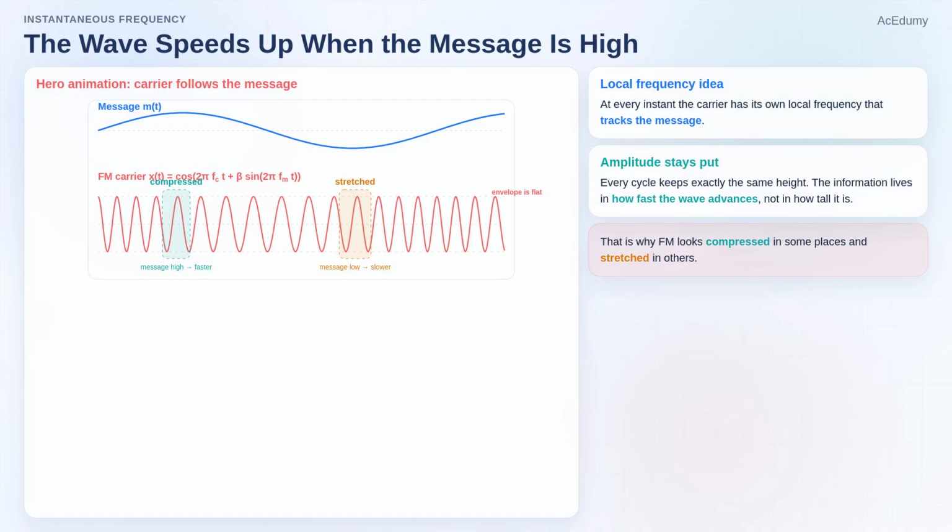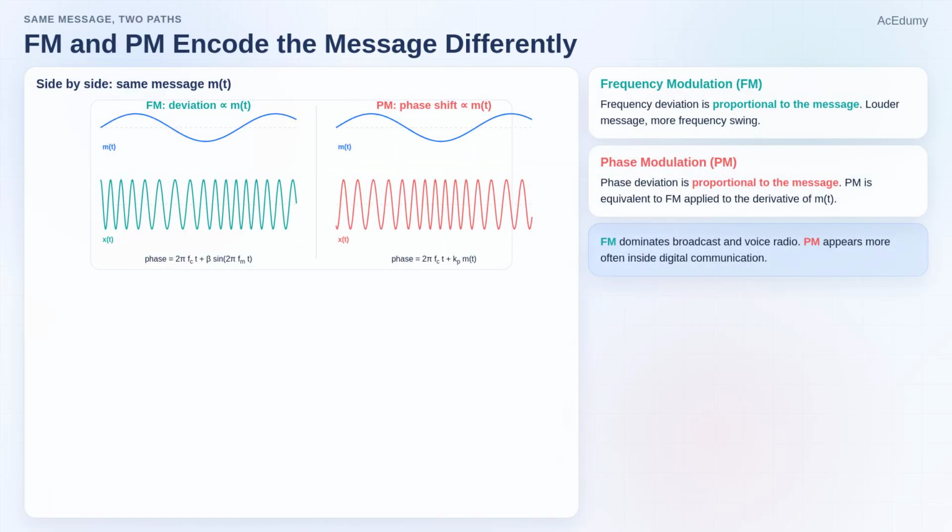That is why an FM waveform looks compressed in some places and stretched in others, even though every cycle keeps exactly the same height. FM and PM look very similar on a screen, but they encode the message differently. In frequency modulation, the instantaneous frequency deviation is proportional to the message itself, so a louder message pushes the frequency further away from the carrier.